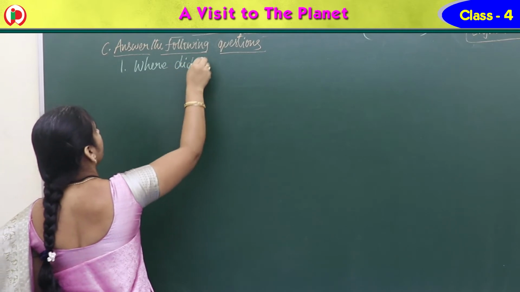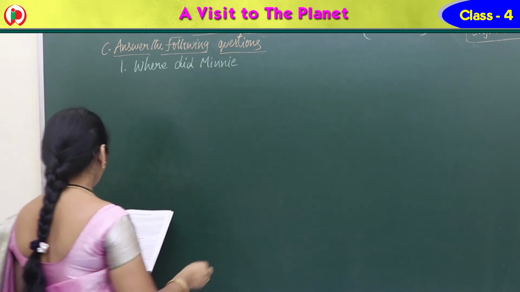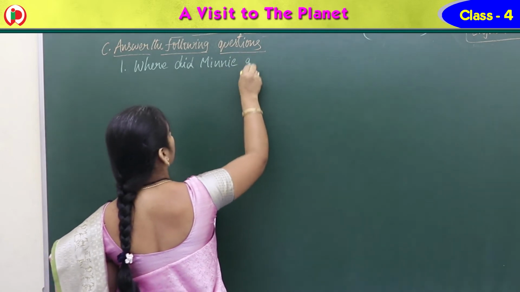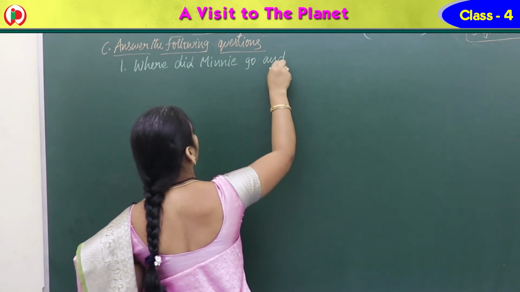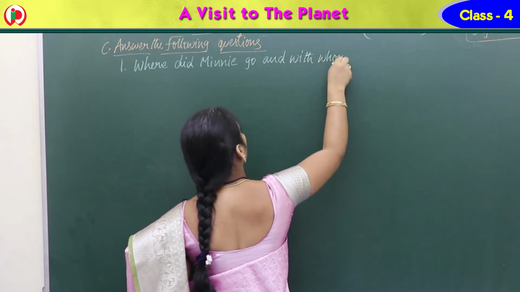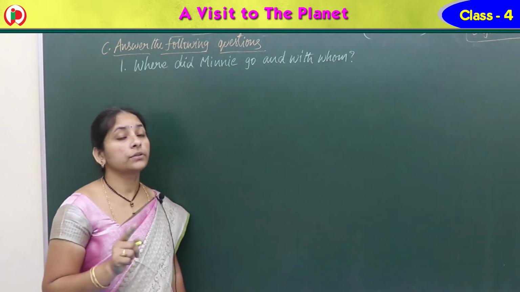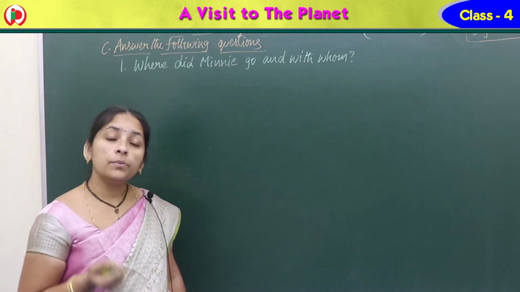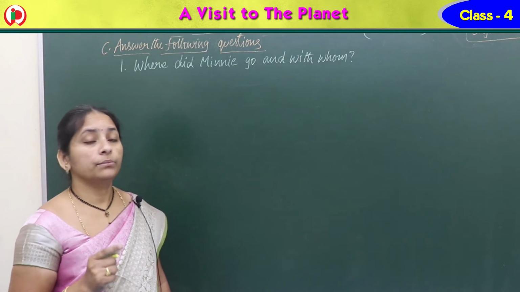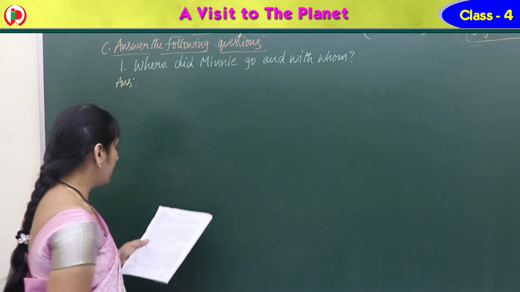Where did Minnie go? And with whom? With whom did she go? Yes, where did she go? To the neighboring planet. With whom did she go? Yes, with the mountain eagle. Mountain eagle. So write the answer sentence for this. All of you write in your book.